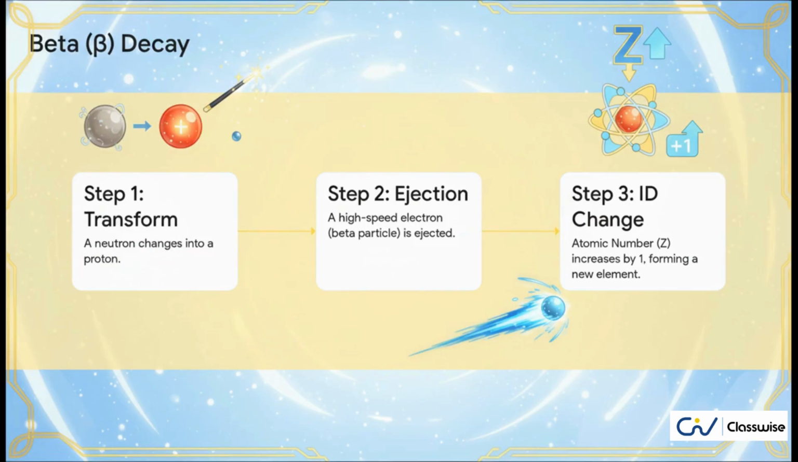Now beta decay, this is wild. It's like a little magic trick happening inside the nucleus. Get this, a neutron suddenly decides to become a proton, just like that. Now to keep everything balanced, it has to get rid of a negative charge, so it shoots out an electron at high speed, and that's our beta particle. So think about it. The total number of particles, the mass number, stays the same. But we just gained a proton, so the atomic number actually goes up by 1. And once again, a new element is born.